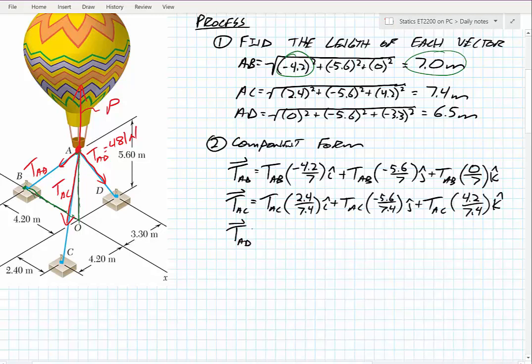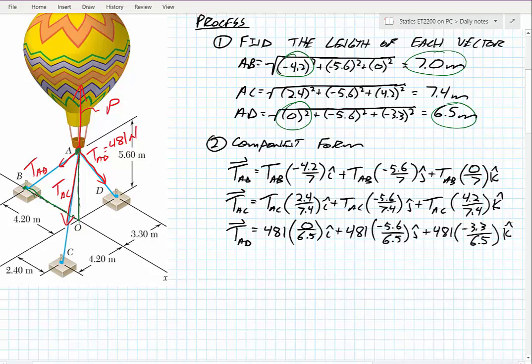Now the difference with AD is I do know the value, so I'm going to put in its value of 481. And same process now at AD, I look in the x direction, I see that it's 0, hypotenuse 6.5, so I just have 0 over 6.5. Of course that's going to be 0, but doing it for a placeholder. And so on and so forth for the other components of TAD.